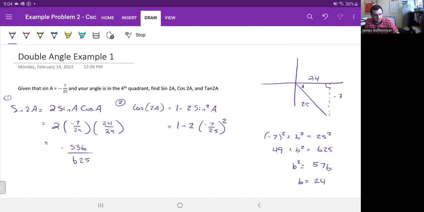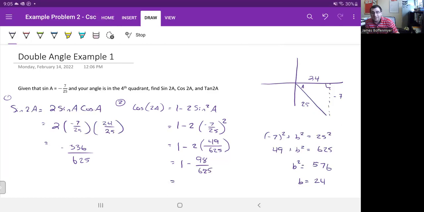All right. So remember order of operations. Exponents come before multiplication, which come before addition and subtraction. So that would be 1 minus 2 times negative 7 squared, which is a positive 49, over 25 squared, which is 625. All right, so we took care of the exponents. Now we get to take care of the multiplication. So that would be 1 minus, and then 2 times 49 would be 98 over 625.